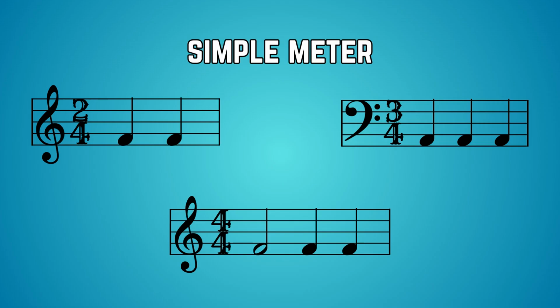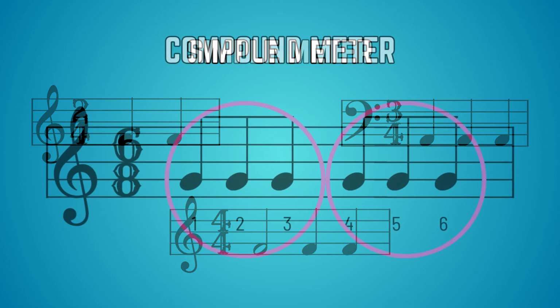We count 1, 2. In 3/4 time, there are three quarter note beats in each measure. We count 1, 2, 3. In 4/4 time, there are four quarter note beats in each measure. We count 1, 2, 3, 4. Because each of these beats divides naturally into two equal eighth notes, these time signatures are examples of simple meter.